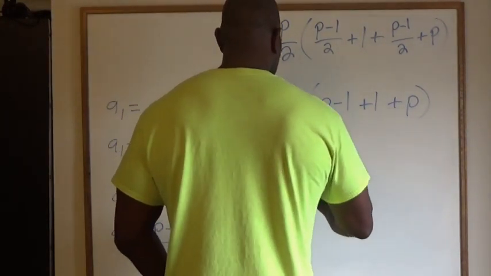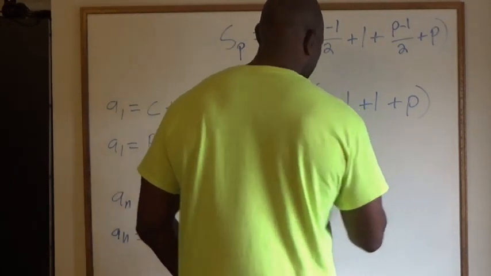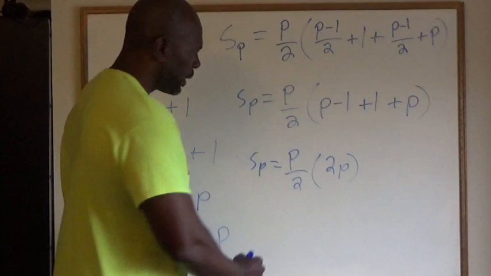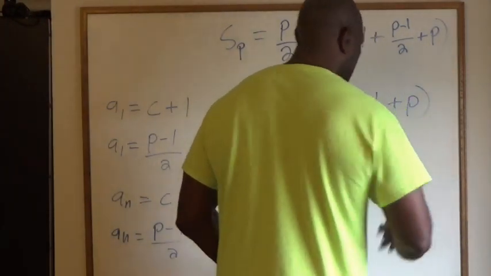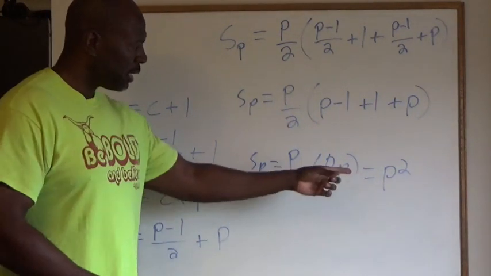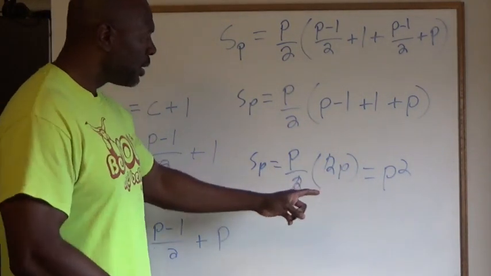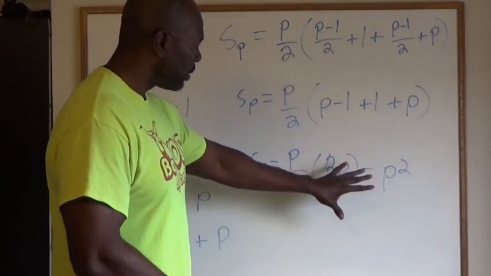So we have p over 2 times 2p. So the 2's will cancel. p times p, p squared. It works. So we get p squared. So the first part proves to be correct.